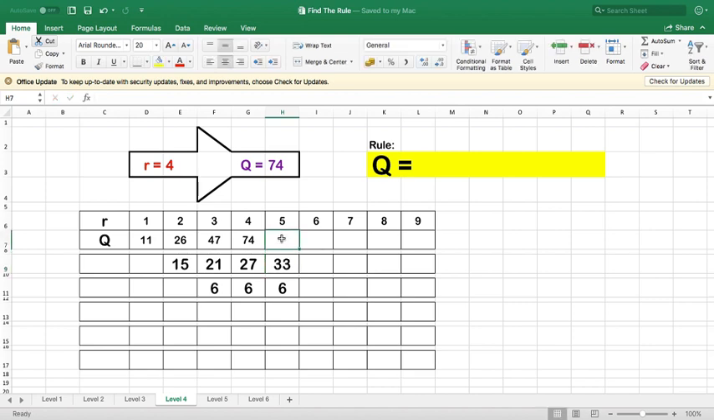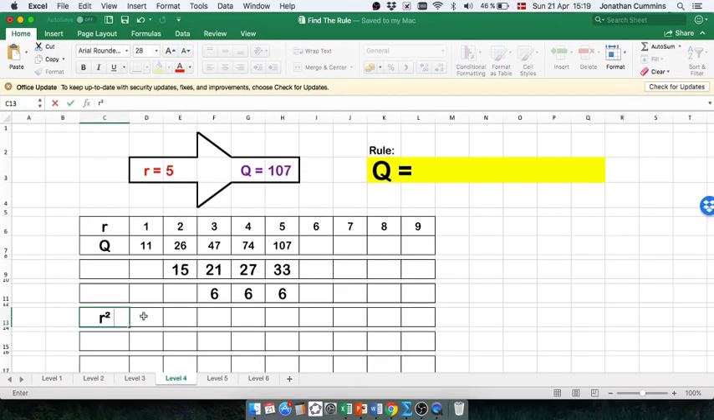And then the next term should be 107. Let's just see if that works. When r is 5, q is 107. So there's definitely a pattern there. And when we see these second differences coming out to be constant, that's always a big clue that the rule is going to involve not r, but something like r squared.